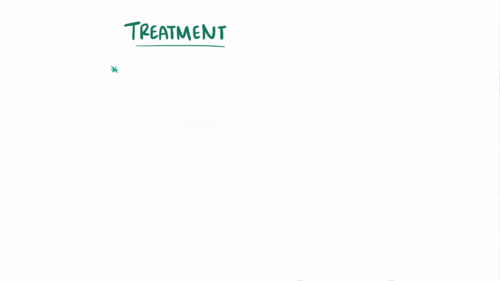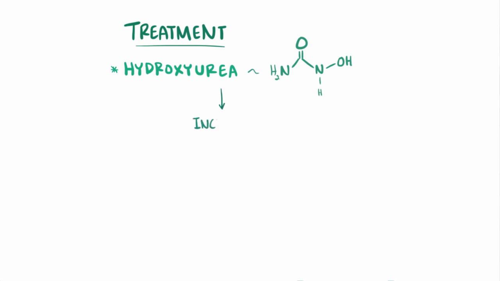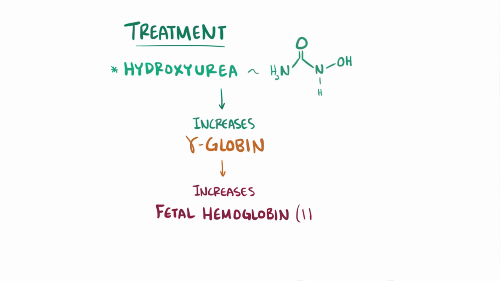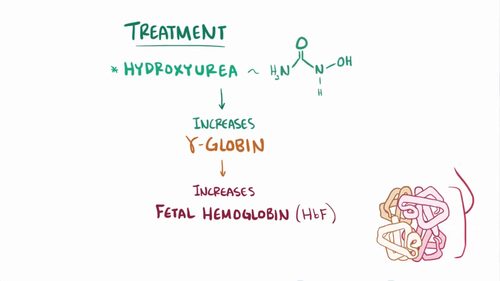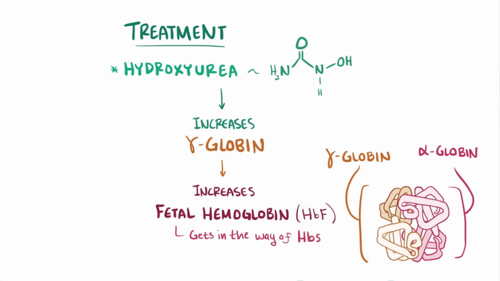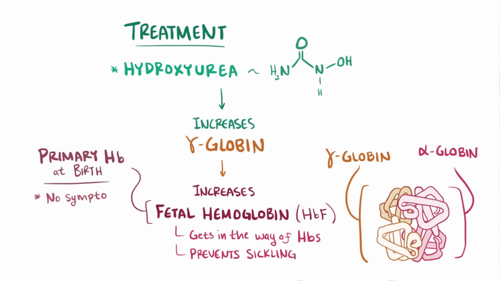Another preventative medicine is hydroxyurea, which works by increasing the amount of gamma globin, which results in more fetal hemoglobin, or HbF. Fetal hemoglobin is made up of 2 alpha and 2 gamma globin chains, so it doesn't include the mutated beta globins. Since it can't polymerize, it gets in the way of HbS polymers being made and prevents sickling. HbF is the primary hemoglobin at birth, which explains why sickle cell symptoms don't happen until a few months of life, when adult hemoglobin starts to predominate, which contains the mutated beta globin.